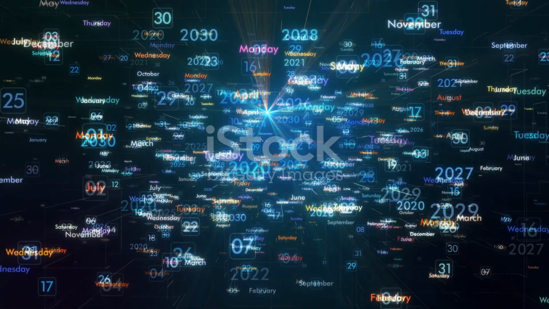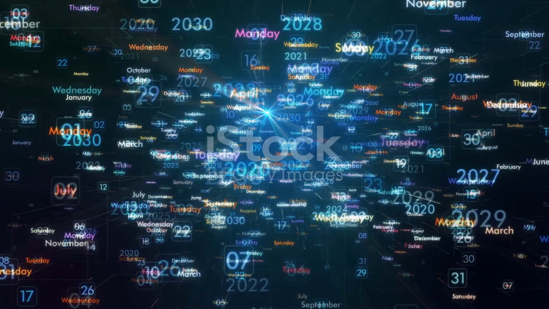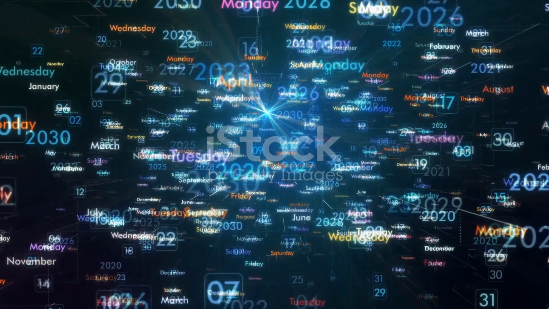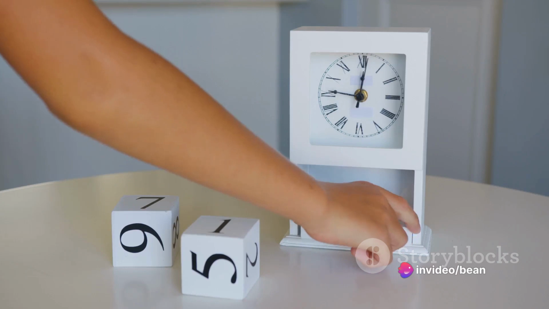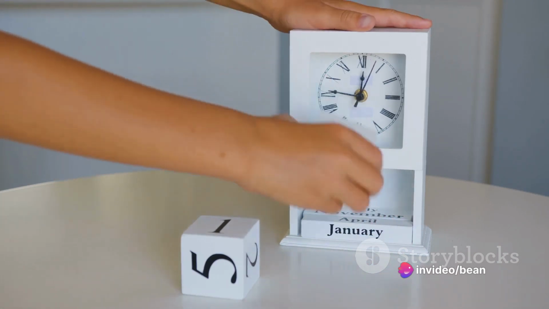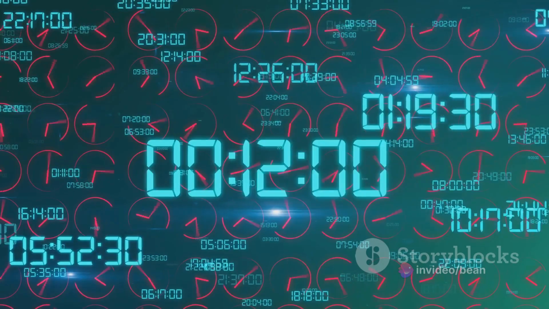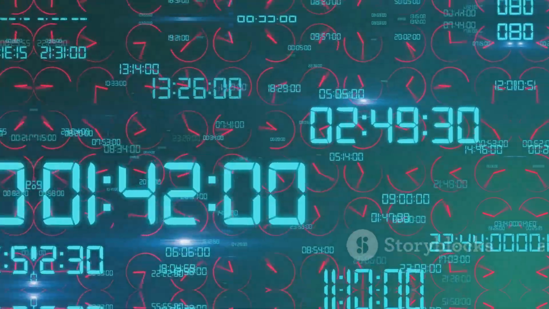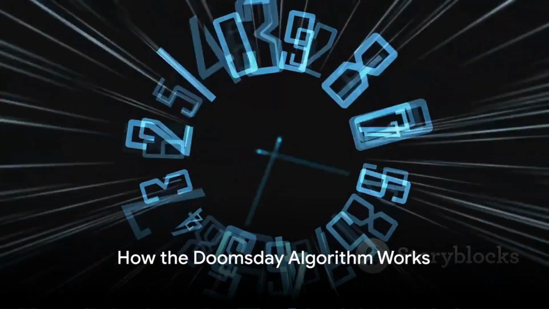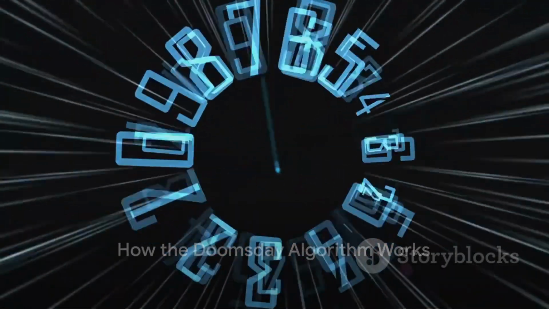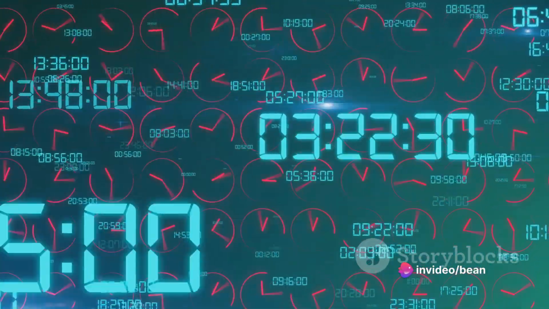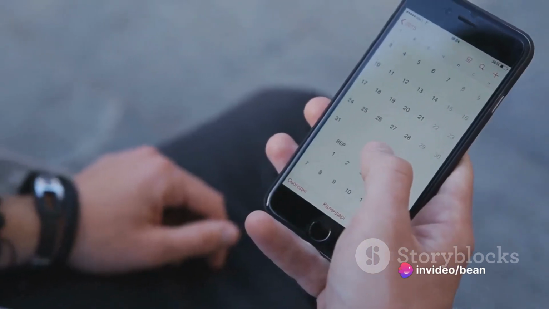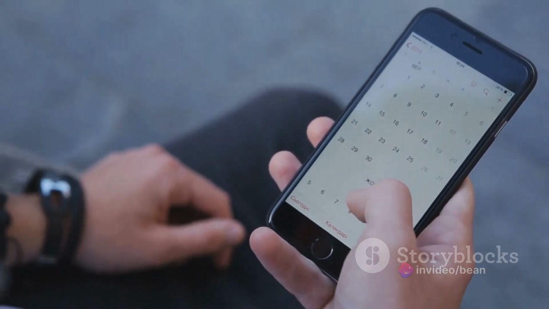Certain dates, known as Doomsdays, always fall on the same day of the week within any given century. Imagine, for instance, knowing that the 4th of December will always be a Tuesday in the 21st century. That's the power of the Doomsday algorithm. Now, how does this work? Well, it's all about identifying the Doomsday for the year and then counting the number of days between that Doomsday and your desired date. This count will give you the day of the week for that date.